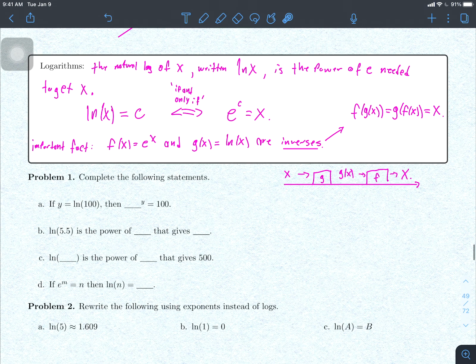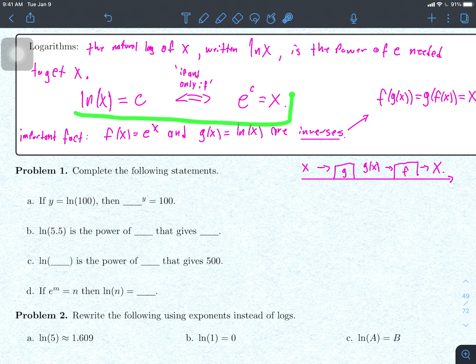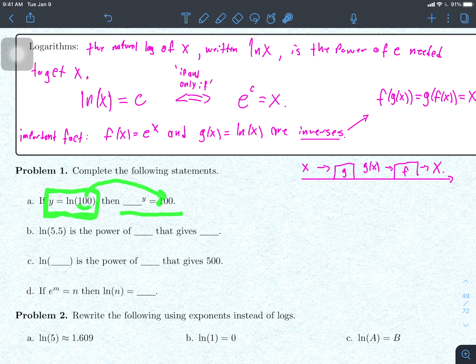All right, so let's complete these statements here together as a class. All we need to do is apply this definition to some of these problems. Basically, they're giving us half of the equivalence, and we're supposed to tell them what the other half should say. Well, in this case we've got y equals ln of 100. What's going to be true about this equation? Well, the 100 from the input goes over to the right-hand side, and y is going to be the number such that what is true? What should go in my blank here?